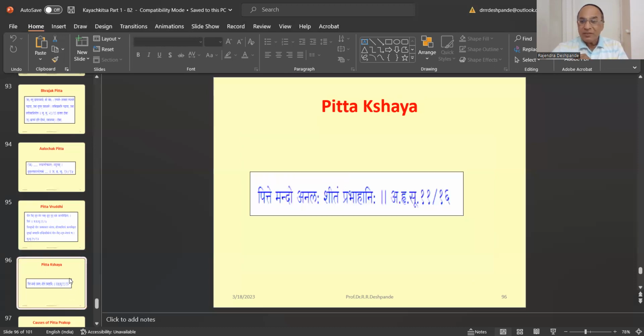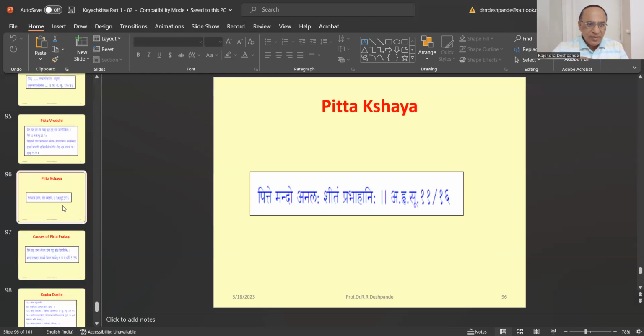Now I will go to 96. Pitta Kshaya. When there is a deficiency of Pitta: Pitte Mando Analaha Shitam Pravahani. Mand Anala; here Anala is Agni. Agni Mandya will be created. Indigestion will be created, loss of appetite. The metabolic process will not be proper. There will be gas in the stomach, constipation, there may be diarrhea. So everything, ajirna, indigestion will take place. Shita: the body will feel shivering, cold, because the heat regulating system has been damaged. And Pravahani: you will lose luster, complexion, color of the skin because internal metabolism has been disturbed. This was slide number 96.